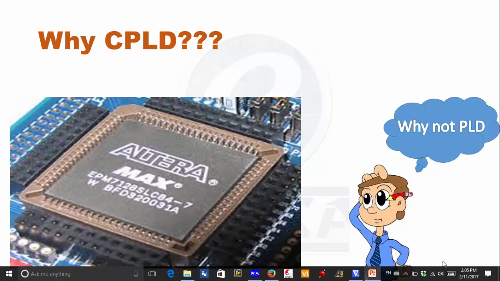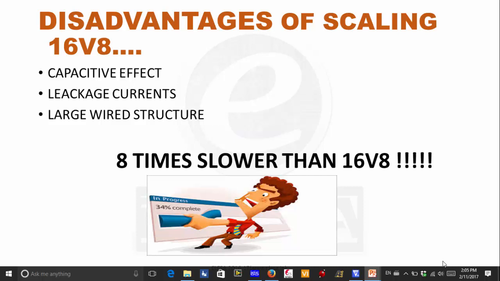The answer is no. Due to capacitance effect and leakage current, such a large wired structure would be at least 8 times slower than 16V8. On the other side, what if we connect 8 16V8s, keeping the number of inputs and outputs only 8? That is the idea behind the CPLD, keeping n time logic and n square time much chip area, partitioning a desired function into a number of PLDs. So simply, CPLD is a collection of PLDs on a single chip.